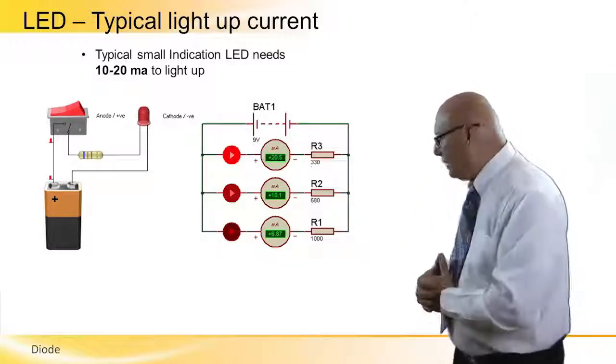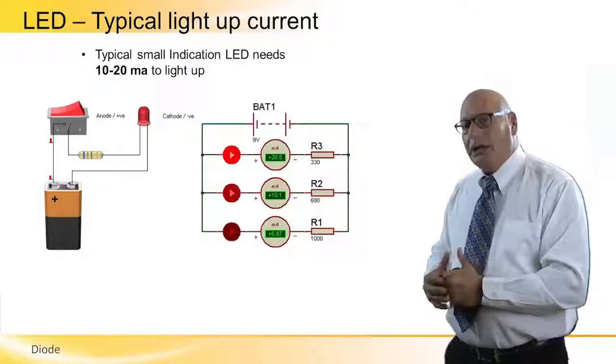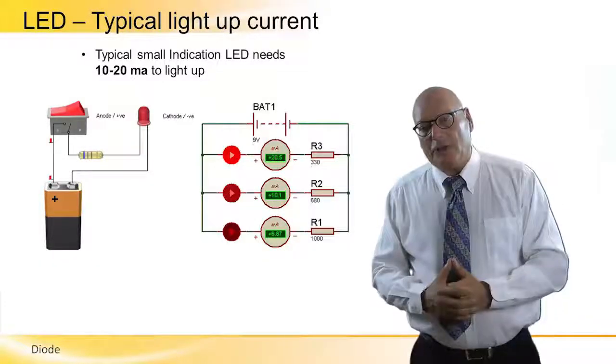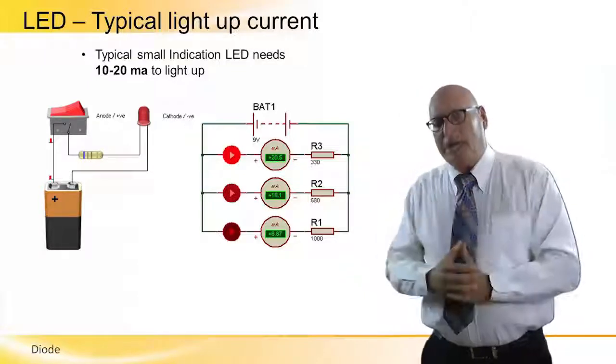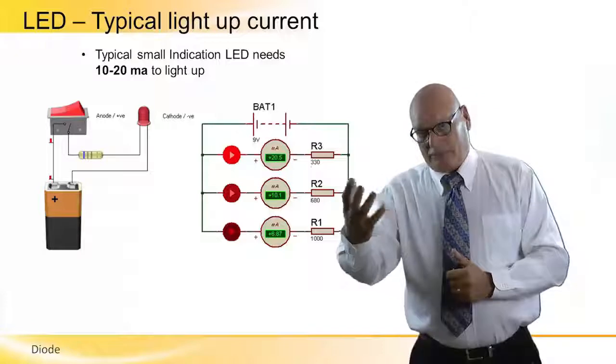So for R3, when the resistor is 330 ohms, because we have a battery with 9 volts, it gives 20 milliamps, and the LED will actually emit light the most.